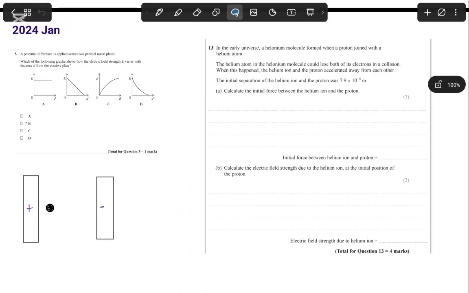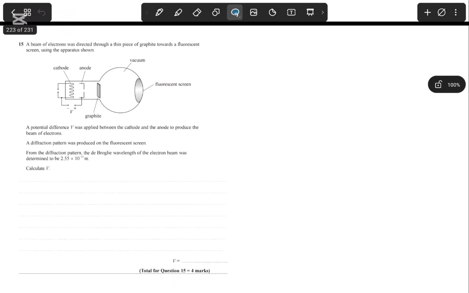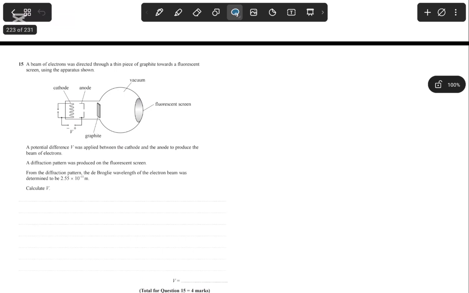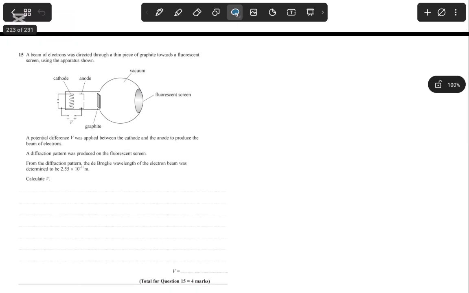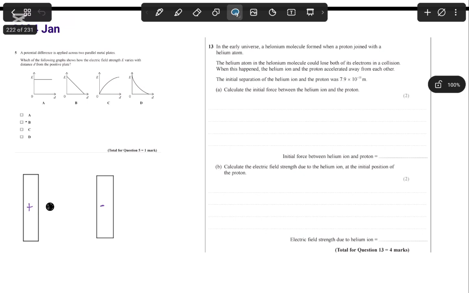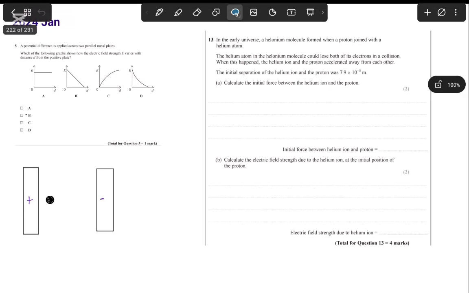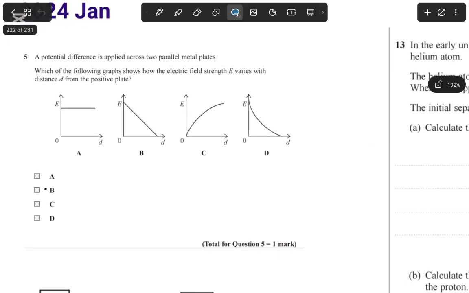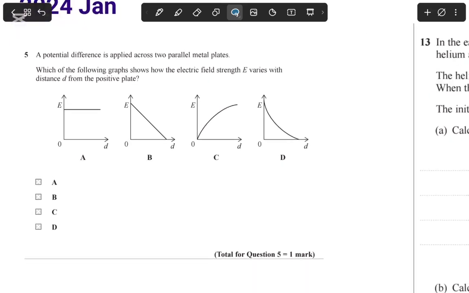We're going to be doing 2024 Jan, question number 5, question number 13, and question number 15. These are all going to be from the electric field chapter. For the examiner report and the mark scheme, you can go to the end of the video. So I want you to try the question yourself. Let's start with question number 5.